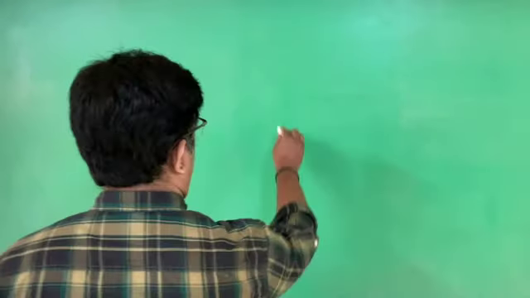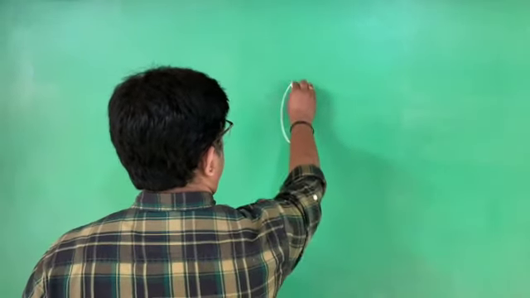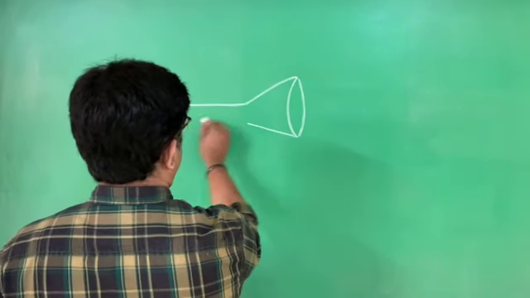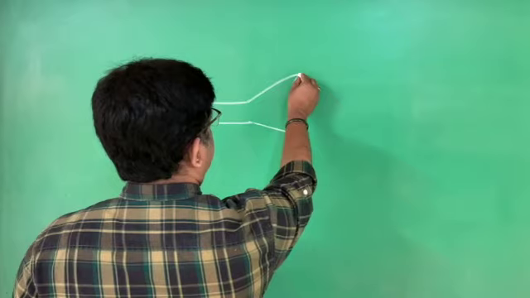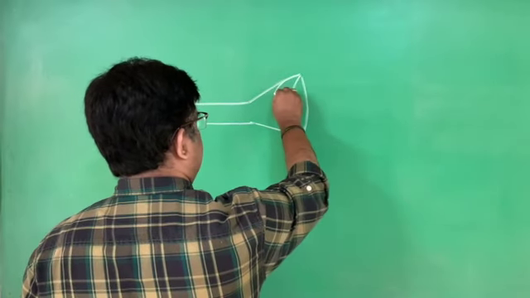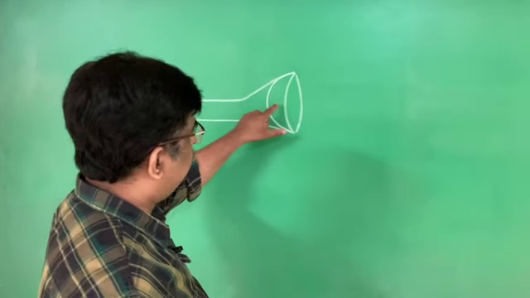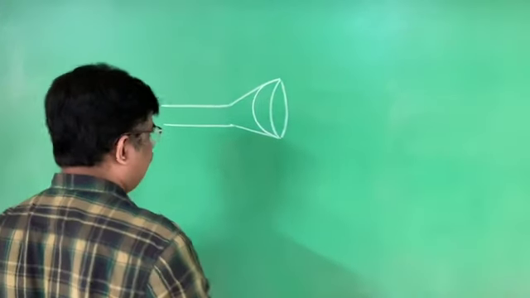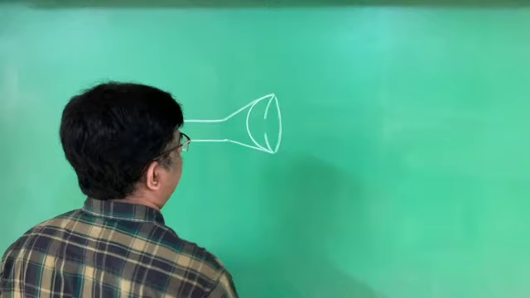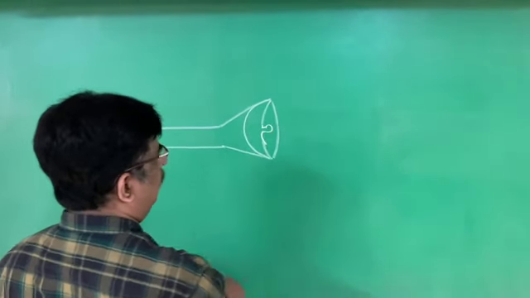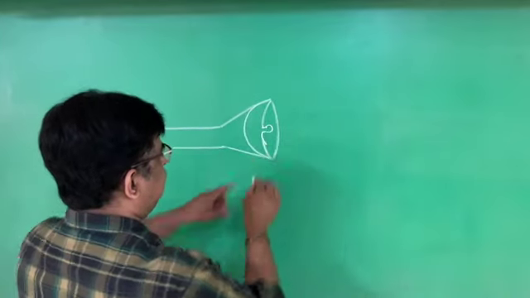You know the torch. Let us imagine this is a torch. Inside the torch, you can see a concave mirror. There is a concave mirror there, and in front of that the bulb is placed. The bulb is placed here. Why is the bulb placed here?